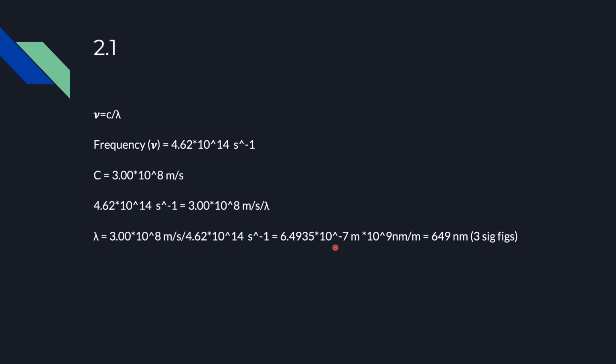And so what you get from that is 6.4935 times 10 to the negative 7th meters. However, they want the answer in nanometers, so convert it to nanometers. There are 10 to the 9th nanometers per meter, which will give you 649 nanometers. Remember, 3 sig figs, because frequency is 3 sig figs.